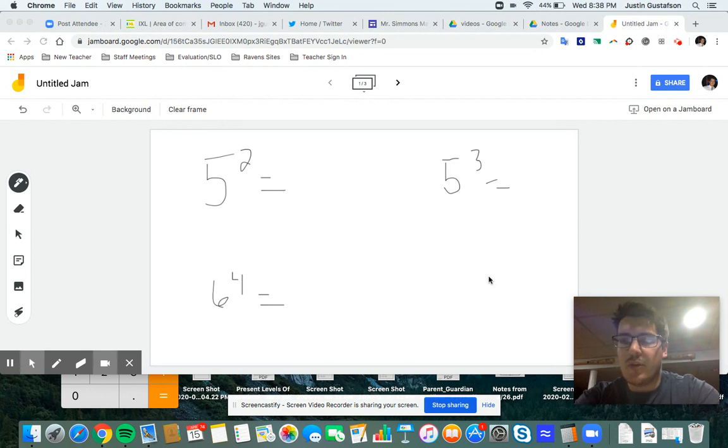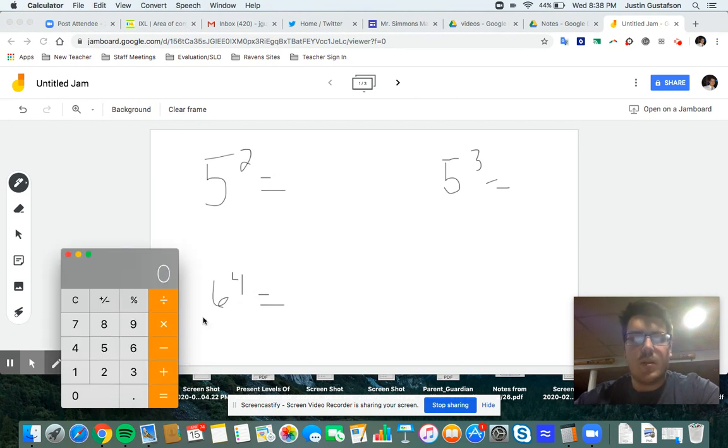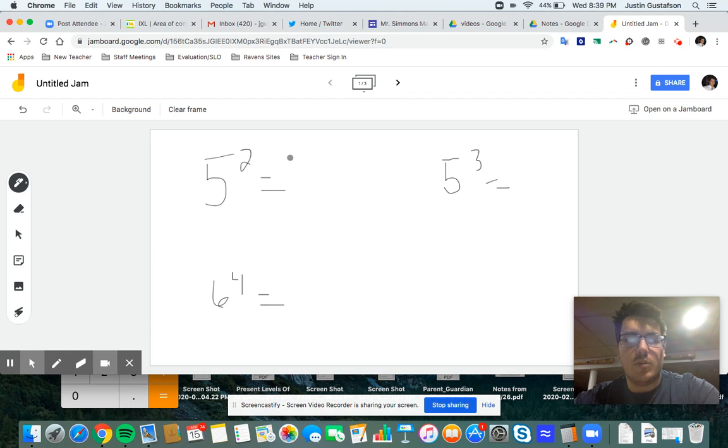So let's start with a little bit of review before we start. Now, I got my calculator here. When I'm looking at 5 squared, what am I doing? I'm doing 5 times 5. Not 5 times 2, not 2 times 5, but 5 times 5. Right? Remember, we wrote this out in our homework. So we're looking at 25 there.